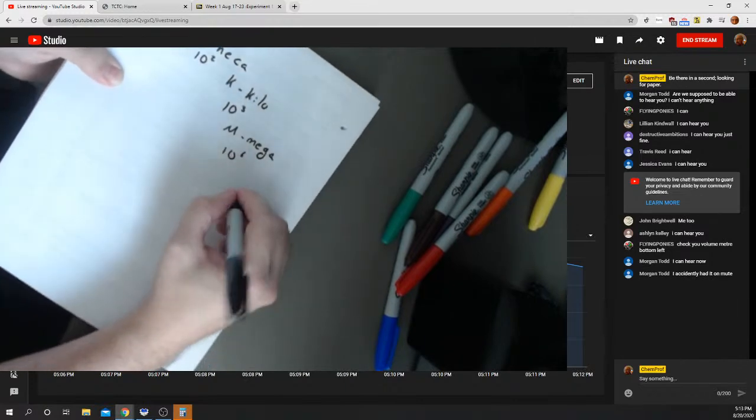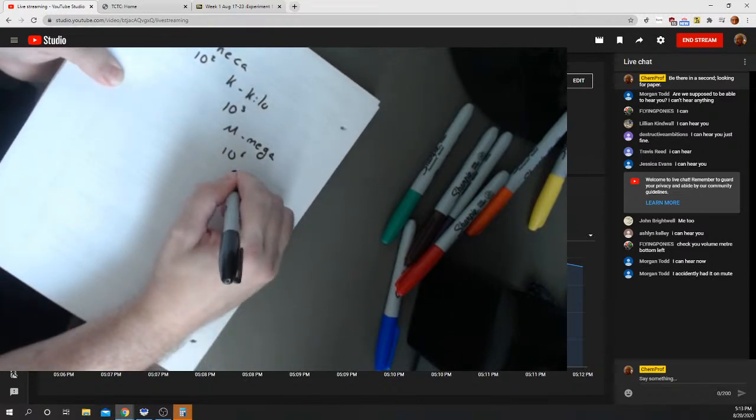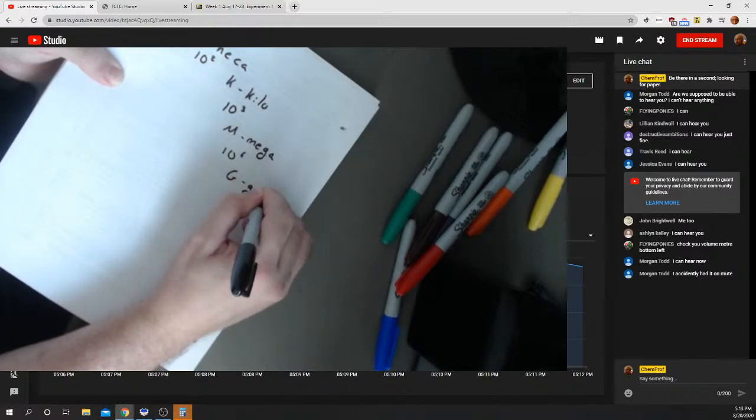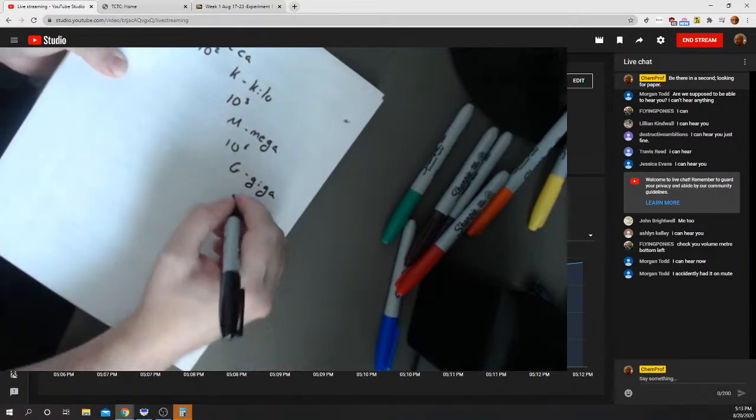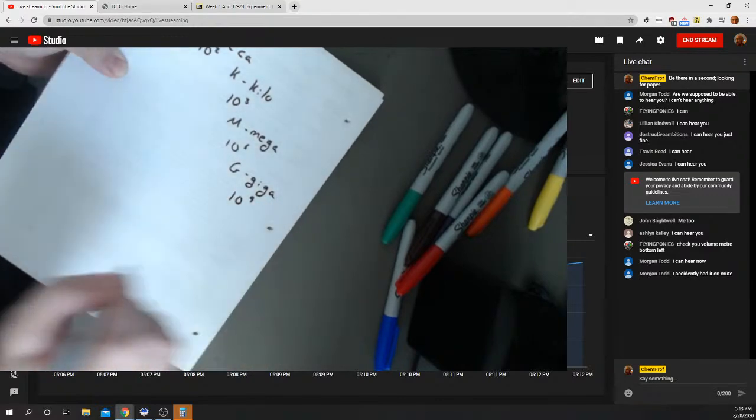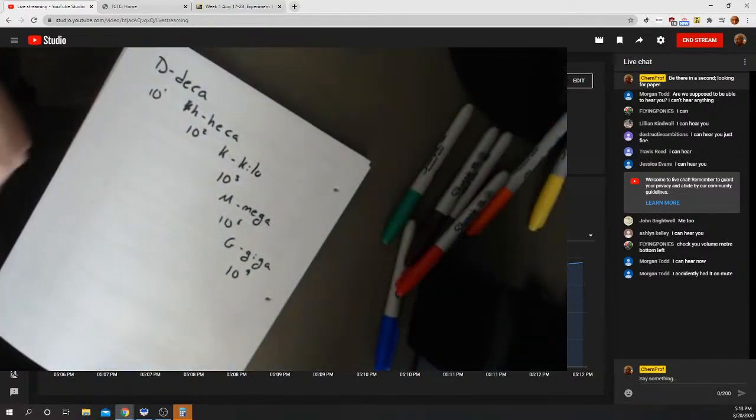That's 1 million. And then we have giga, or giga if you're Doc Brown. Dated reference, I know. That's 10 to the ninth, 1 billion. So these prefixes allow us to go back and forth between different sized units.